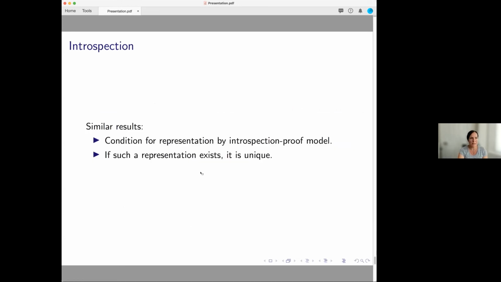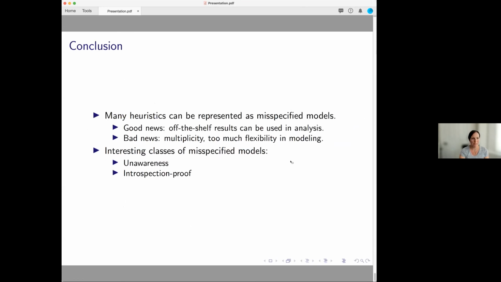Our results for introspection are similar. I didn't write them out since I figured I'd be out of time by around now. But essentially we have a condition for representation by an introspection proof model, as well as a result that shows that if such a representation exists, then again, it's unique. So it's going to uniquely pin down the specific misspecified model that represents the heuristic and satisfies introspection proofness.